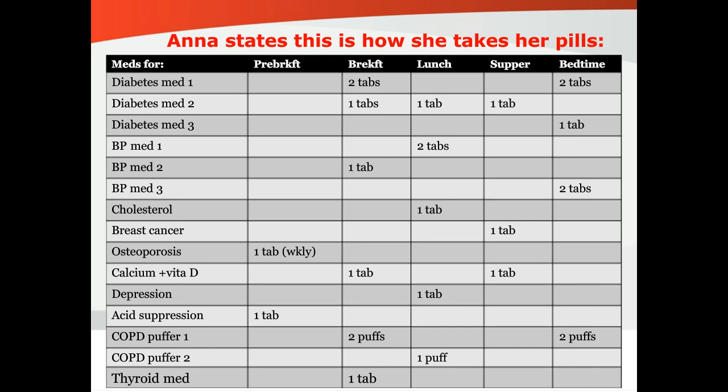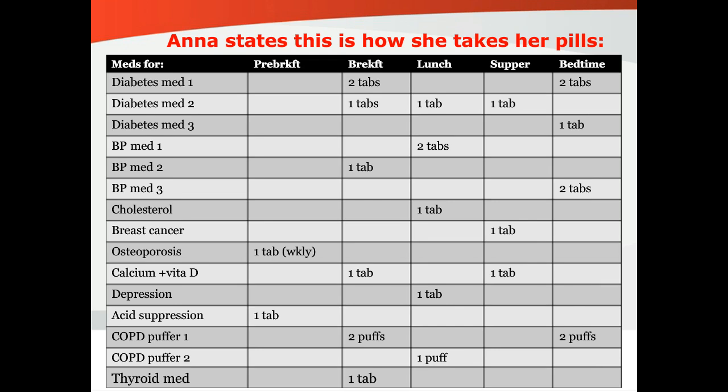So for the 3 diabetes pills, she spreads them out, taking some before breakfast, some before lunch, some before supper, and another one before bedtime. For the blood pressure med, she did the same because she believes spreading them out is better to avoid drug interactions.